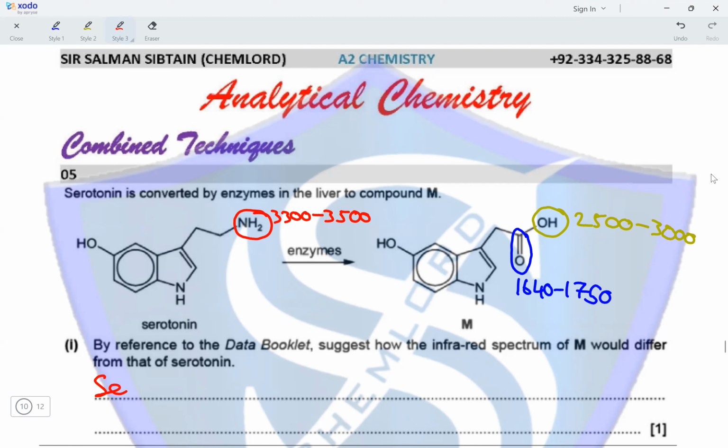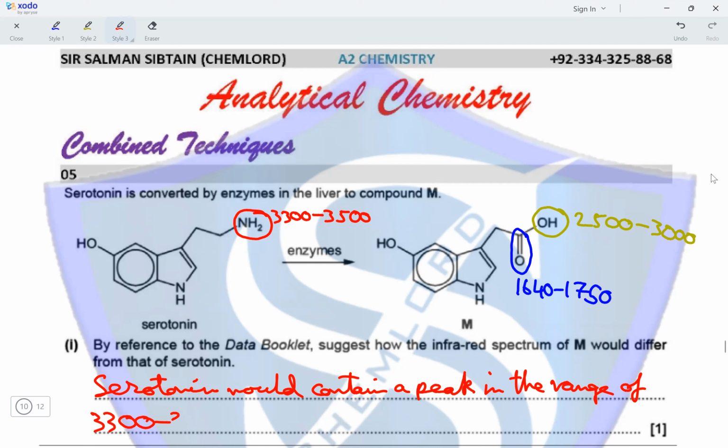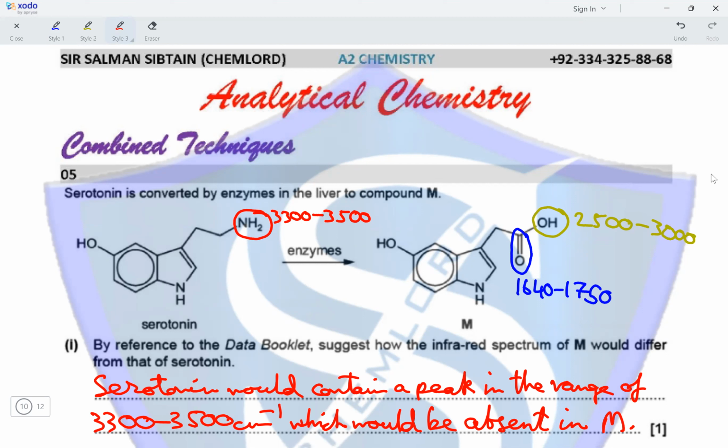So we will write serotonin would contain a peak in the range of 3300 to 3500 wave numbers, which would be absent in M. Similarly, we can write M contains a peak in the range 2500 to 3000 wave numbers corresponding to the OH of the COOH group, which would be absent in serotonin. Or we could write M contains a peak in the range of 1640 to 1750 wave numbers corresponding to a C double bond O group, which would not be present in serotonin.